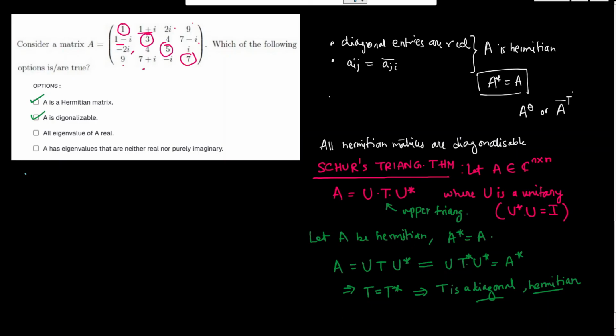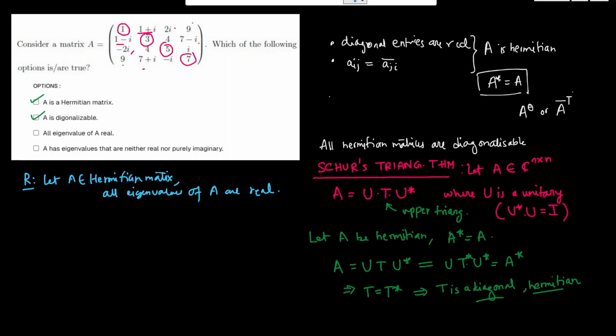So let me again write down a result. Let A be any Hermitian matrix, then all its eigenvalues are real. All eigenvalues of A are real. So that means that we cannot have a non-real or a complex eigenvalue for a Hermitian matrix. Okay. Now, why is this the case? The proof goes like this.